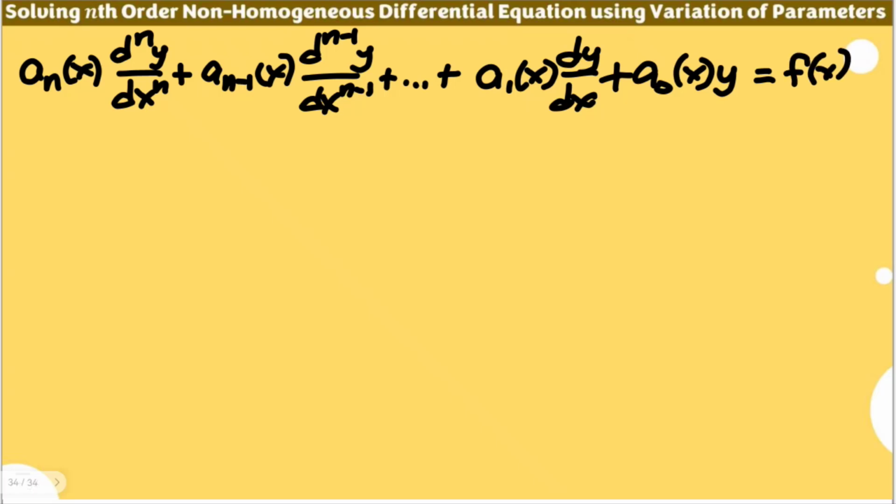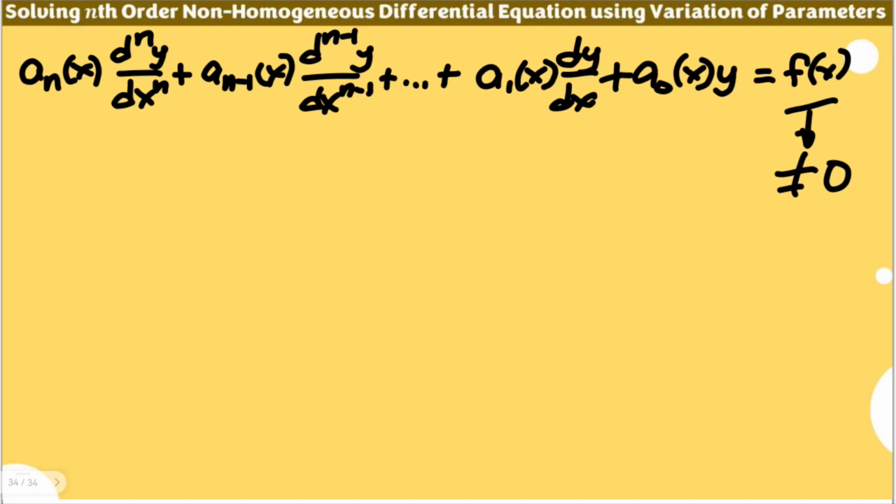We're going to use f of x here. We used g of x before, but what is clear here is that this is not equal to 0, so that our differential equation is a non-homogeneous differential equation, because if it is 0, then of course it's a homogeneous differential equation of higher order, and we can use the solutions for the homogeneous higher order differential equation.